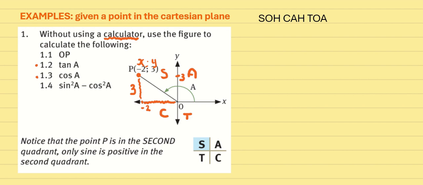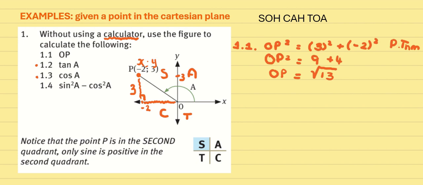Okay, at this point we can find the length of OP using the theorem of Pythagoras, which I'm going to write down. Okay, so I wrote down that OP squared will be 3 squared plus the negative 2 squared, and I wrote here P theorem, but of course you need to write out Pythagoras.